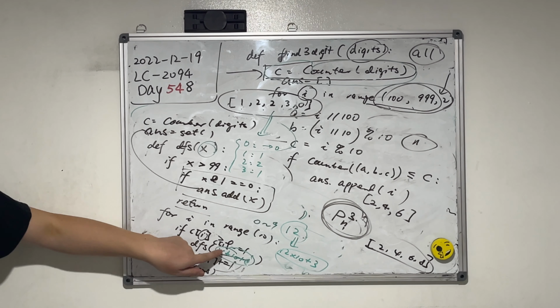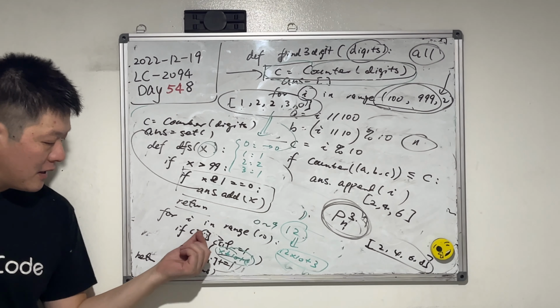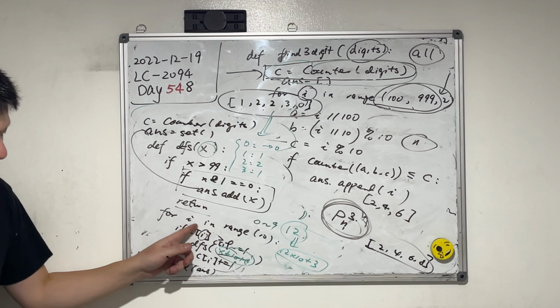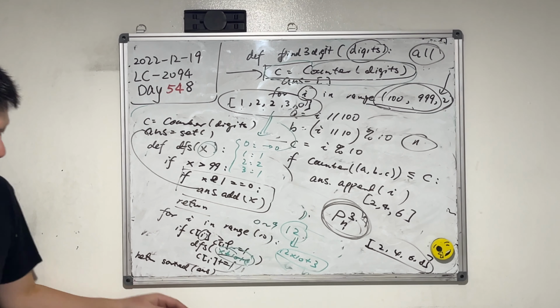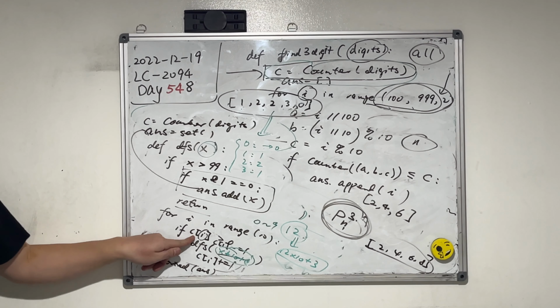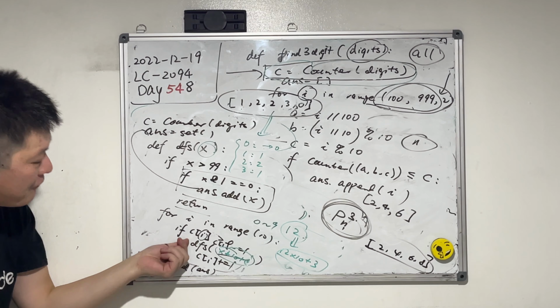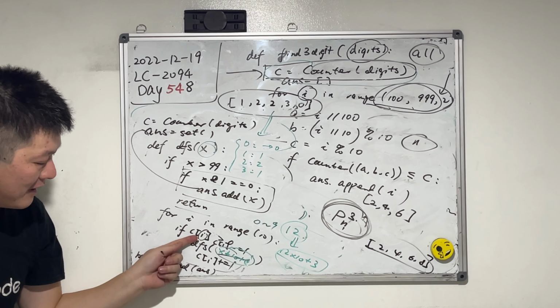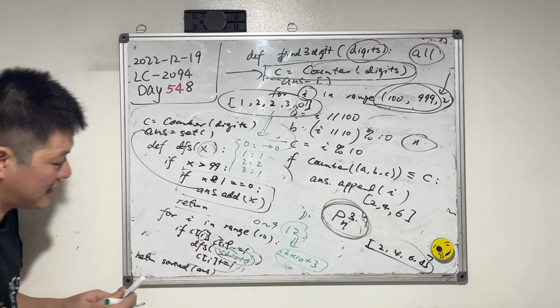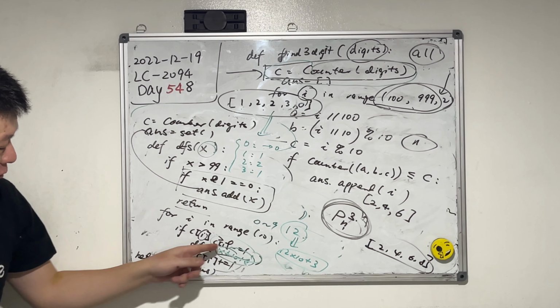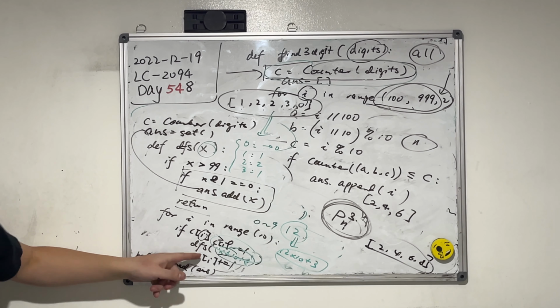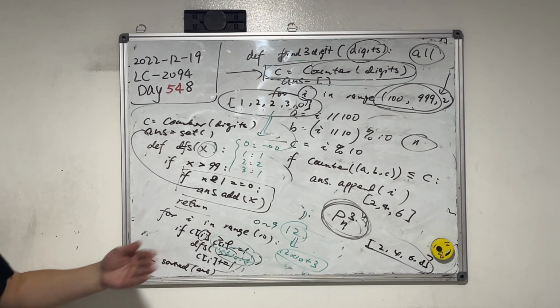We borrow the digit i here. We are checking the digits from 0, 1, 2, 3 up to 9. Then we say, if we have enough digits, where C is the counter of the original digits, if we have enough of digit i, then we borrow it, Ci minus equals 1, and we do the depth search. After we do the depth search, we give it back.